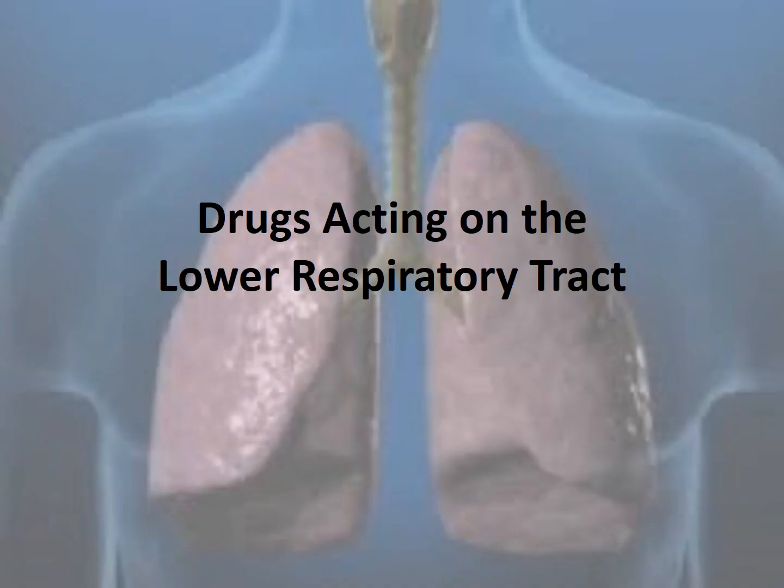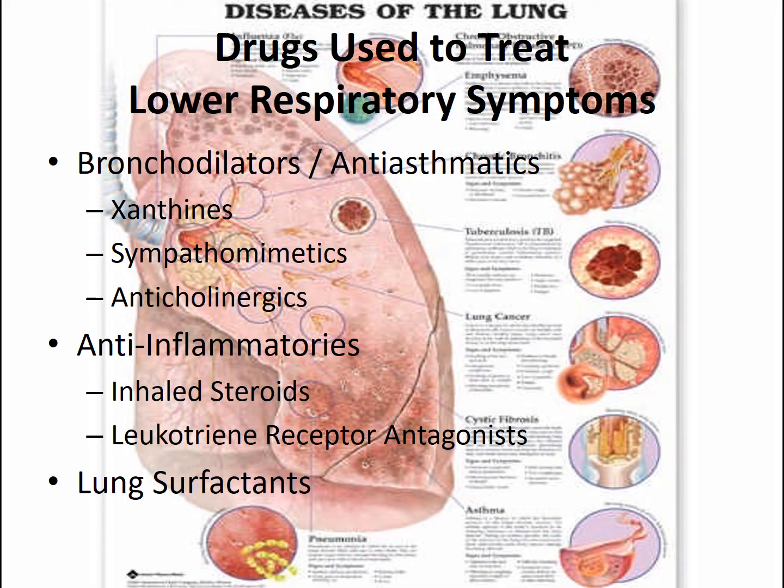So, drugs that are going to act on your lower respiratory tract: bronchodilators, anti-asthmatics. Now, these xanthines, we're going to identify those. If you want to just put, what is a xanthine medication? It's actually just like caffeine, okay? It's caffeine. Sympathomimetics, you can understand and appreciate that term now.